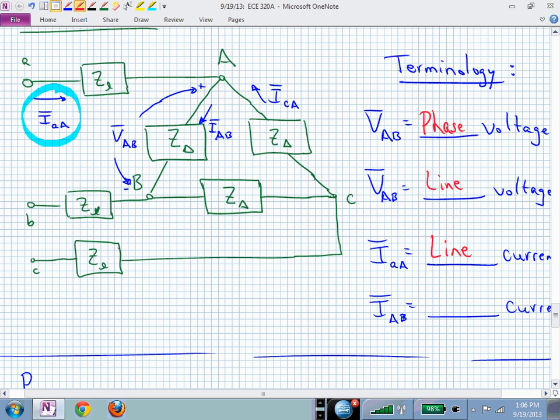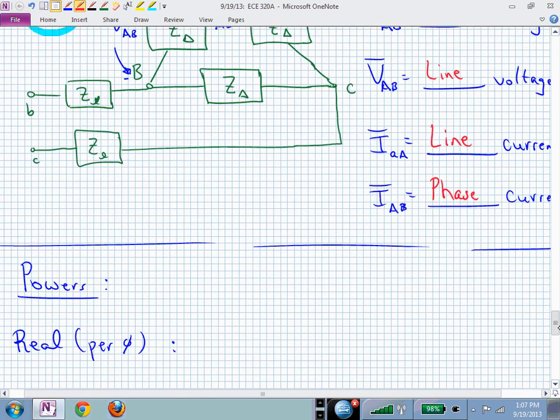And what is I sub capital A, capital B? That's the phase. That's going through a particular impedance, a phase impedance. And in this configuration, like we had said before, now we have to worry about distinguishing between the currents in a delta load. Now our line current is not the same as our phase current, but our line voltage and phase voltage are the same. Is that clear? Now we can walk through that same process that we did before.